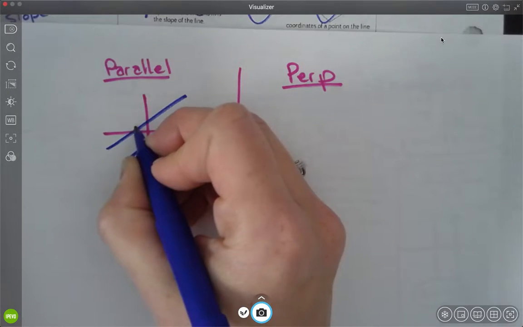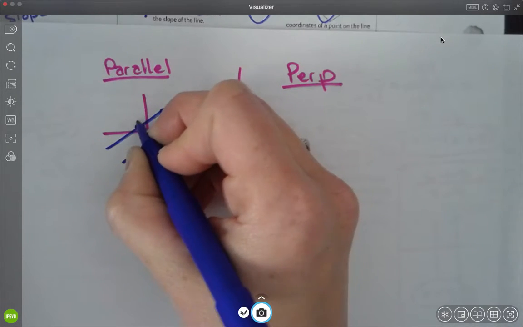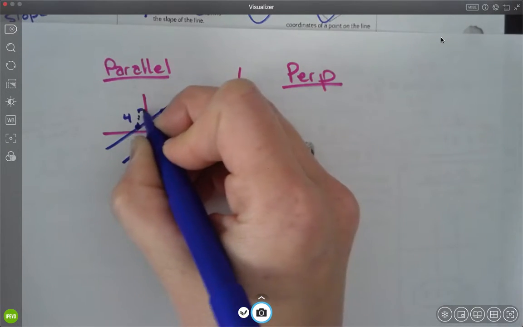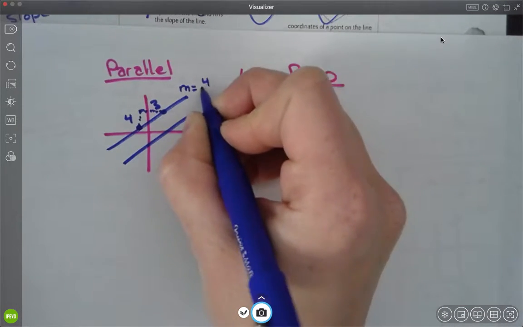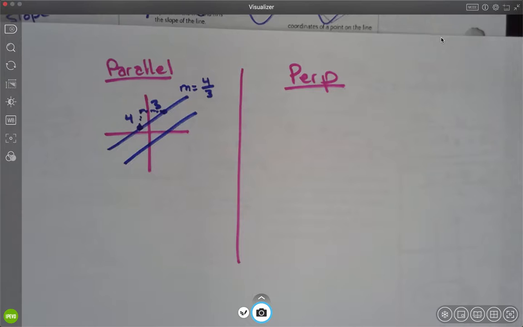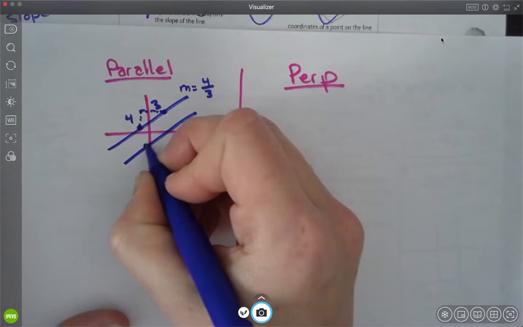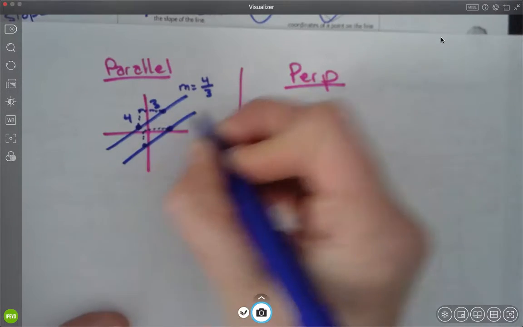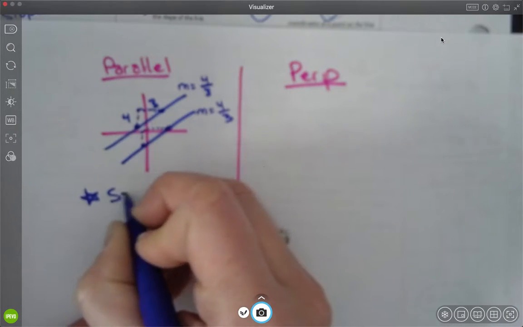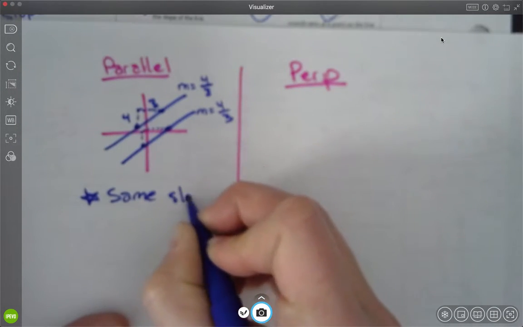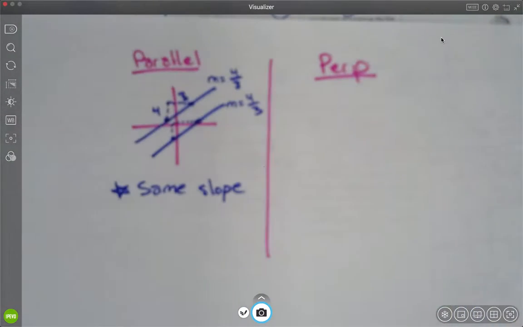Let's say that from this point to this point, you're going up 4 and you're going over 3, which means the slope of this guy is 4 over 3. Does that make sense? Up 4 over 3, okay? Now, this bottom guy right here, will he go up 4 and over 3 also? Yes, because he has to be the same slope. So his slope is also 4 over 3. So parallel lines will have the same slope, right?